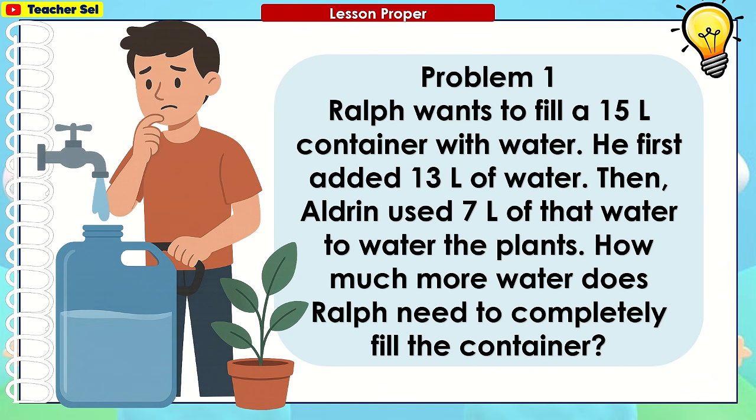For problem 1, Ralph wants to fill a 15 liters container with water. He first added 13 liters of water. Then Aldrin used 7 liters of that water to water the plants. How much more water does Ralph need to completely fill the container?